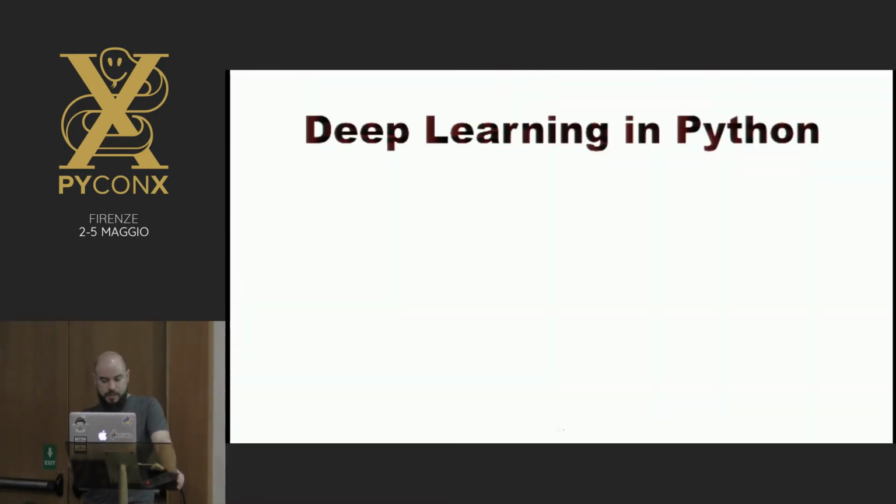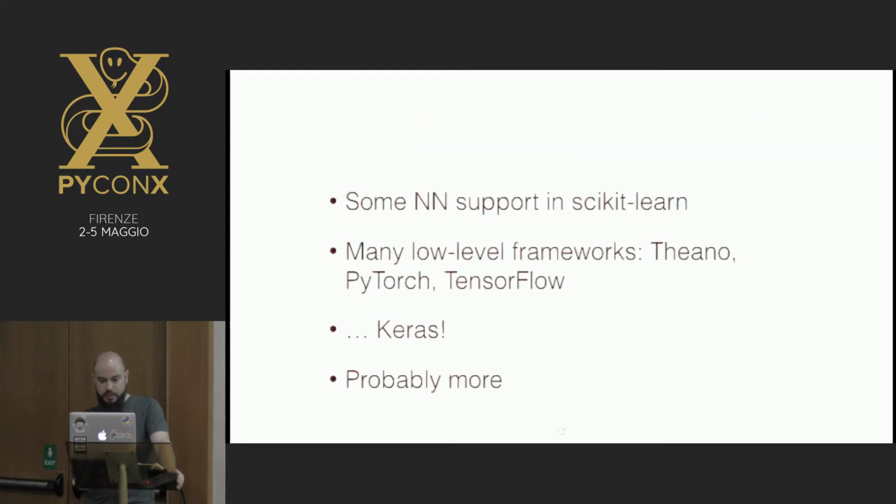So we're talking about the broader topic of deep learning here. Typically, when we do machine learning in general, scikit-learn would be our go-to library. They do have some support for neural networks, but not so much in terms of defining your own custom architecture. So probably for this reason, in the past few years, we've seen many specialized frameworks coming up: Theano, PyTorch, TensorFlow, and probably many more. And the one that I mentioned here is Keras.